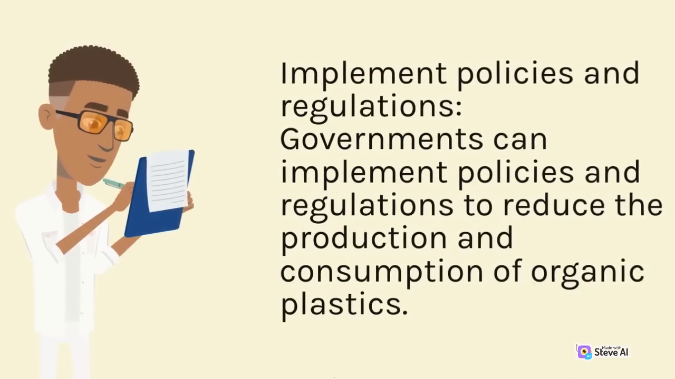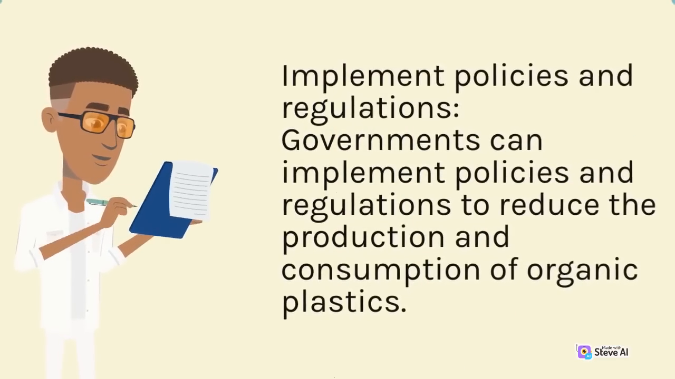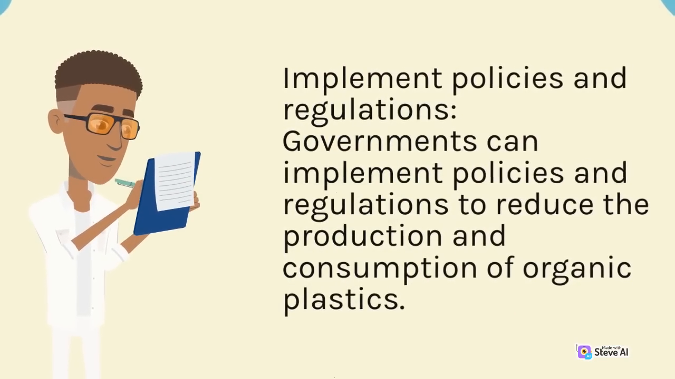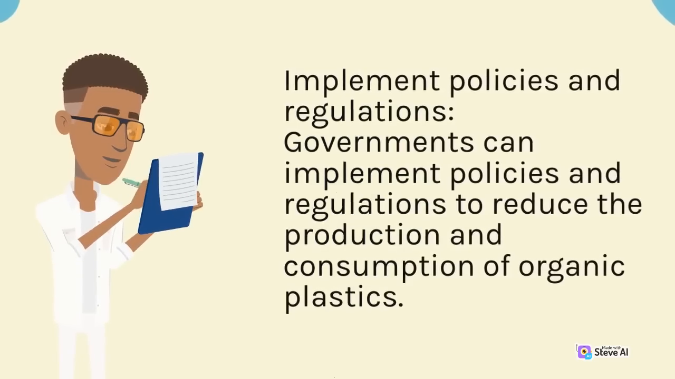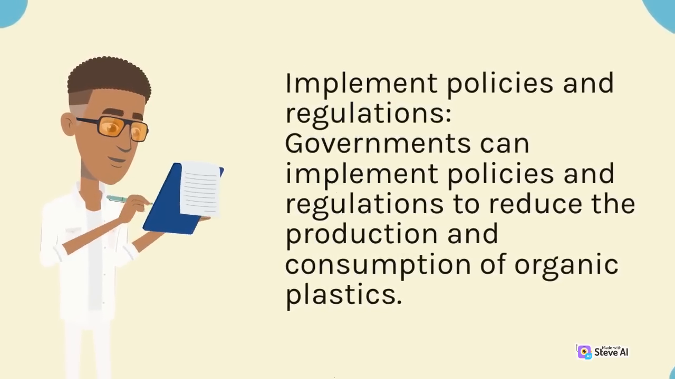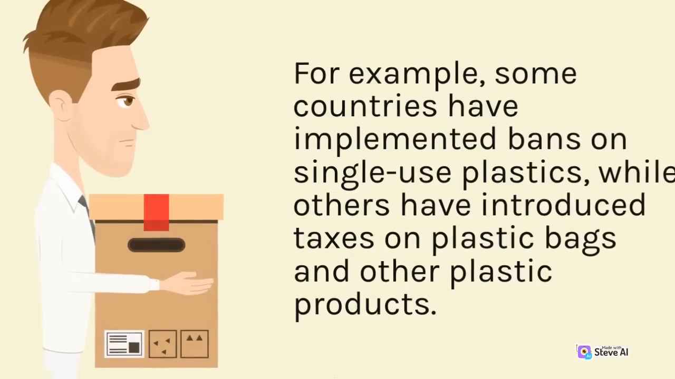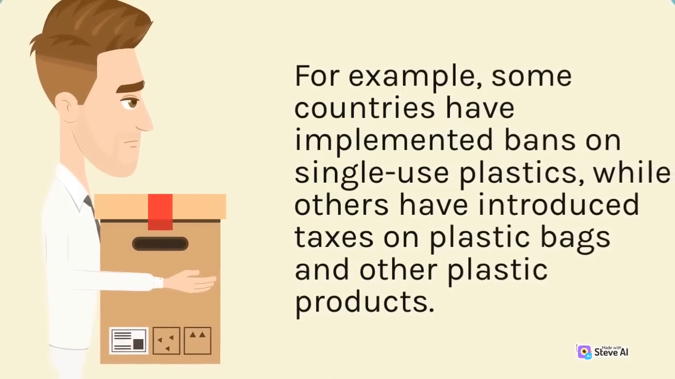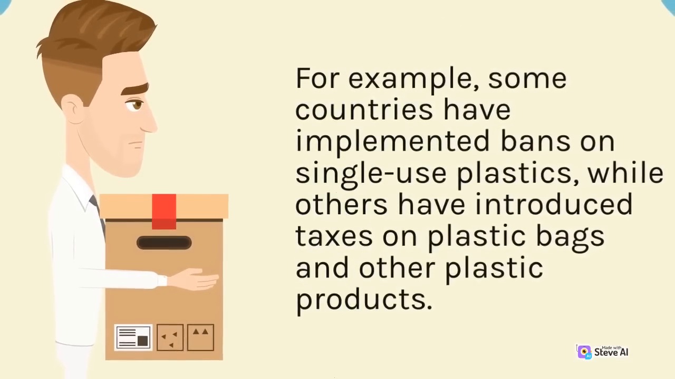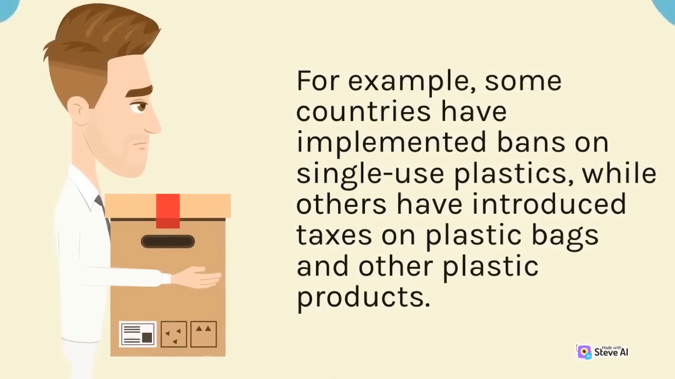Implement policies and regulations. Governments can implement policies and regulations to reduce the production and consumption of organic plastics. For example, some countries have implemented bans on single-use plastics, while others have introduced taxes on plastic bags and other plastic products.